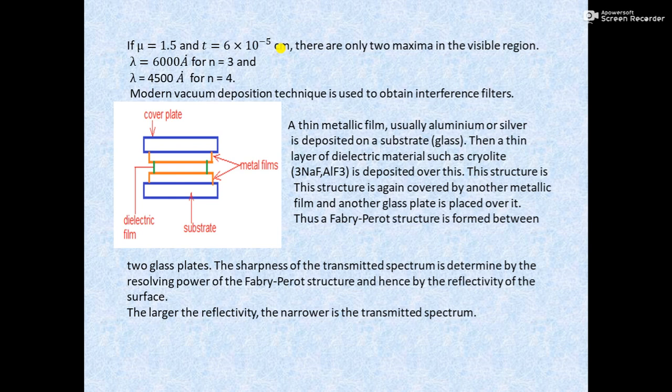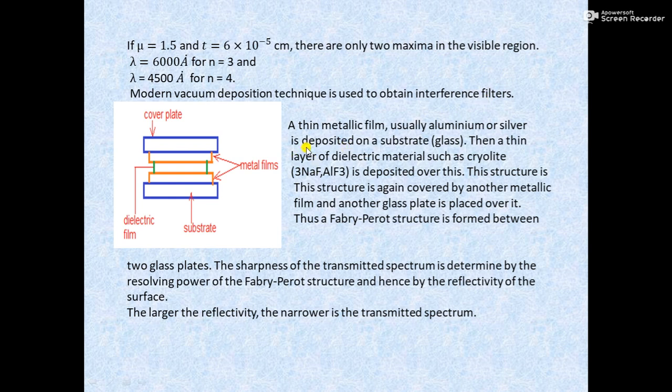there are only 2 maxima in the visible region, corresponding to λ = 6000 Angstrom for n = 3 and λ = 4500 Angstrom for n = 4. They are widely separated and one of them can be masked so as to transmit only one wavelength. In this way, it is possible to filter a particular wavelength out of a white light beam. Such a structure is known as an interference filter. Modern vacuum deposition technique is used to obtain interference filters.